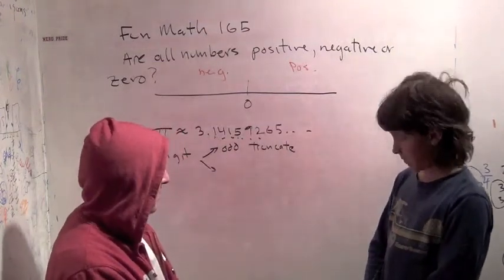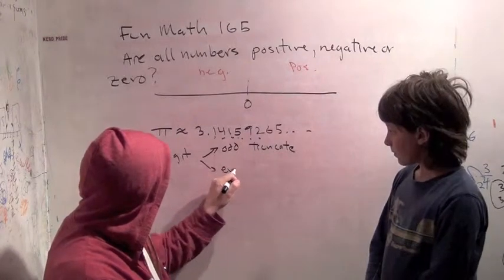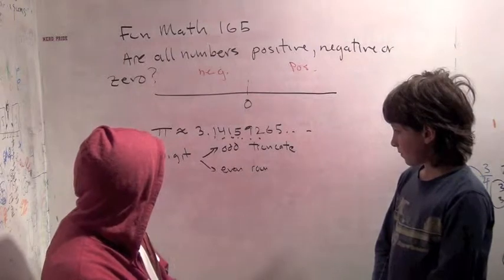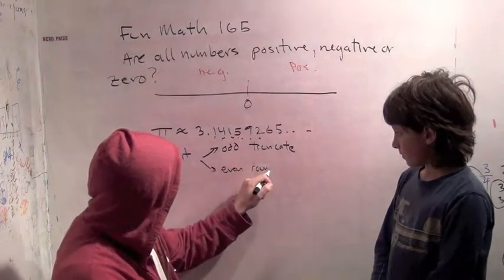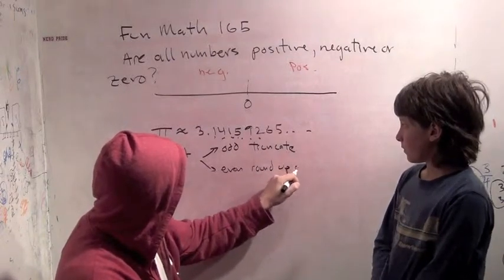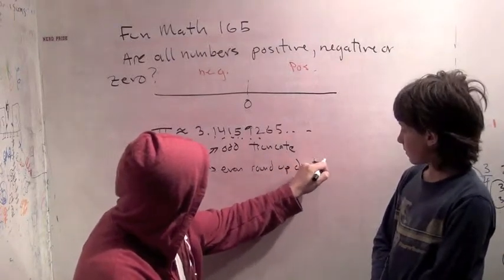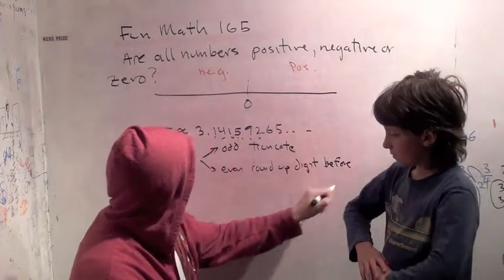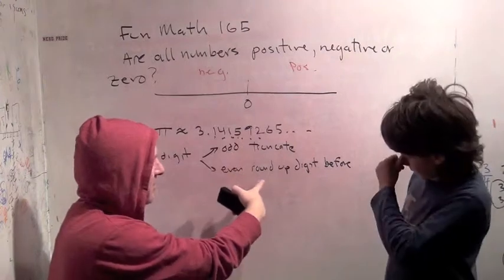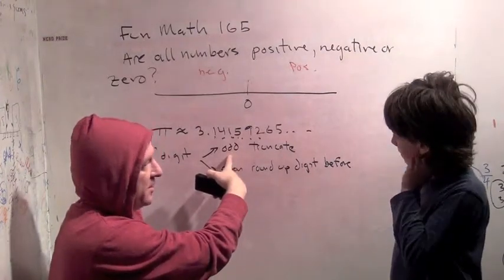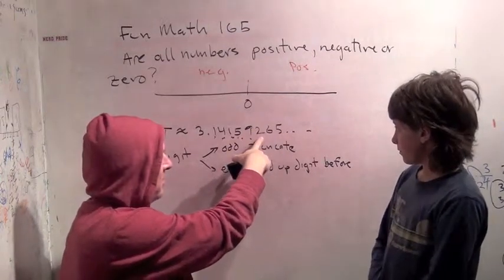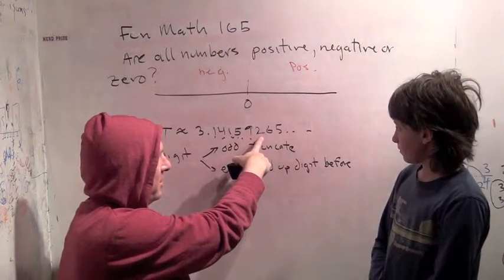And if it's even, round up the digit before. So we're going to go to the 6th digit, and if it's even, we round up, and if it's odd, we're just going to truncate. We're going to stop the number there. 1, 2, 3, 4, 5, 6. So this is an even number, so we're going to round up the prior digit.